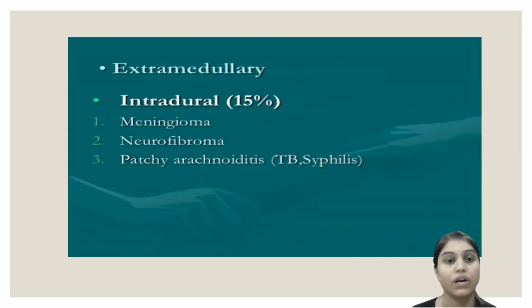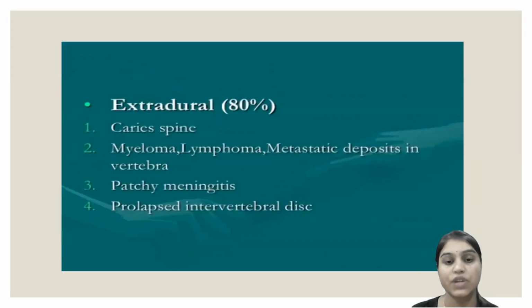Extramedullary. Next, intradural, 15%. First, meningioma. Second, neurofibroma. Third, patchy arachnoiditis, TB and syphilis. Extradural, 80%. First, caries spine. Second, myeloma, lymphoma, metastatic deposit in vertebra. Third, patchy meningitis. Fourth, prolapse of intervertebral disc.